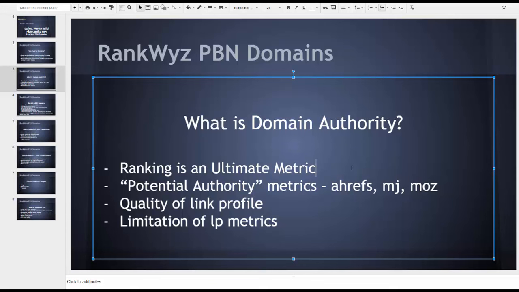There are several companies that provide domain authority metrics, and we can call it a potential authority. When we get a domain, of course, ranking is the end result. I don't need any other metrics when I see that the site is ranking number one. But when I acquire a new domain, how can I tell if there is any value in this domain? That's why there are authority metrics coming from different companies. The most famous are Ahrefs, Majestic, and Moz metrics.